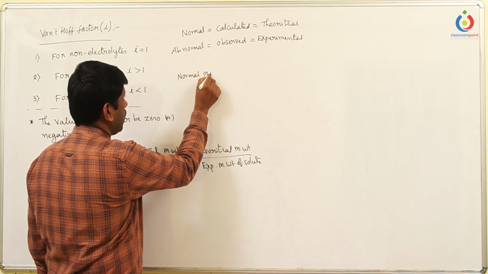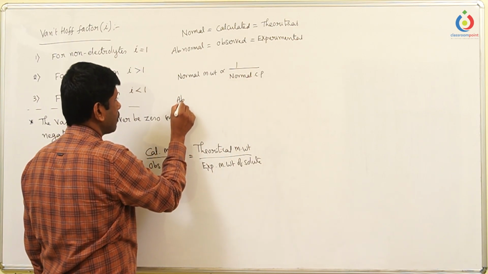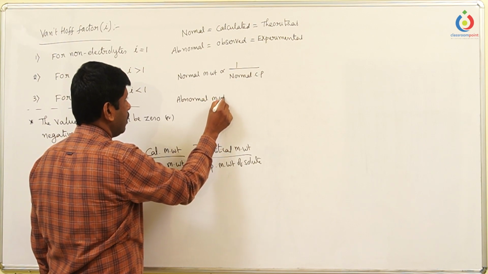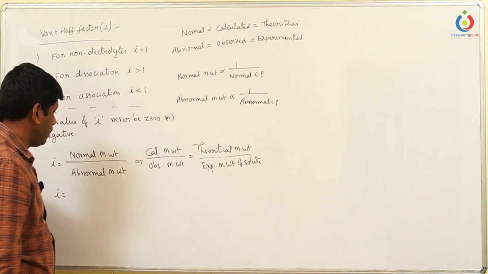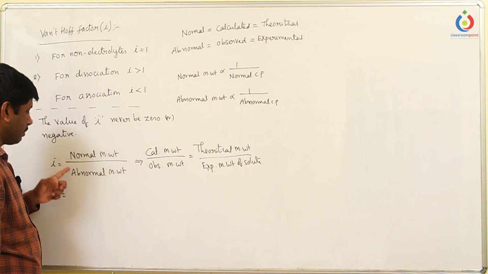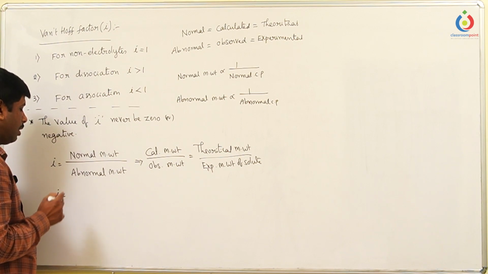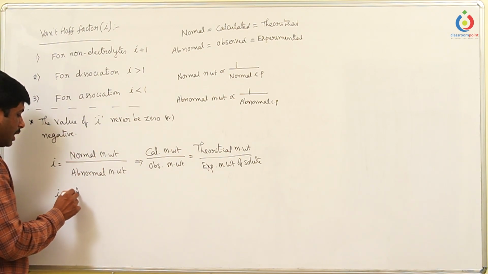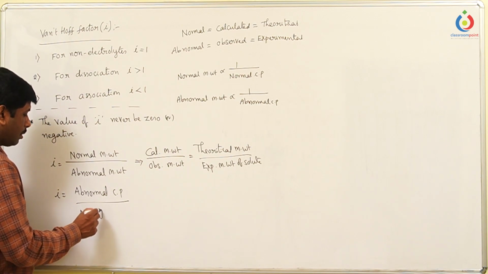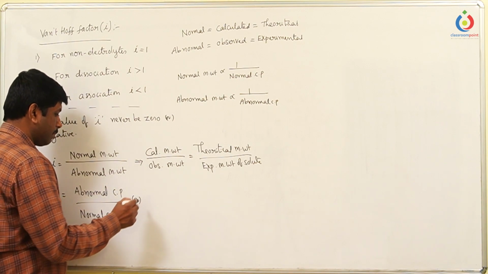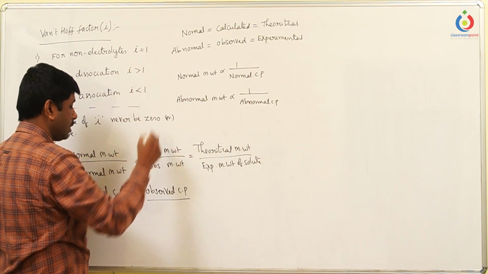Normal molecular weight is inversely proportional to the normal colligative property. Abnormal molecular weight of the solute is inversely proportional to the abnormal colligative property. So in the place of normal molecular mass, if I substitute the colligative property, it comes to the denominator. And in the place of abnormal molecular mass, if I substitute the abnormal colligative property, it goes to the numerator. So finally, in terms of the colligative property, the formula can be written as abnormal colligative property divided by normal colligative property, or abnormal means observed: observed colligative property divided by calculated colligative property.